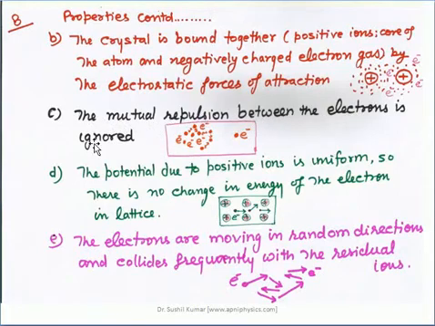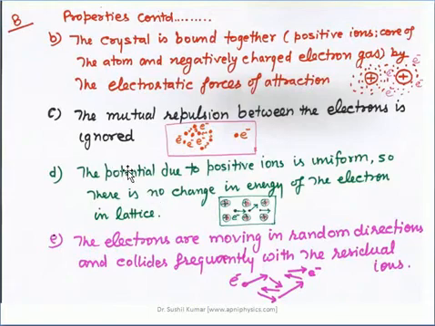Third point: the mutual repulsion between the electrons is ignored. The third assumption of the free electron theory of gases is that the mutual interaction between these free electrons is basically ignored. No contribution of the mutual interaction among the electrons. Number 4: the potential due to positive ions is uniform, so there is no change in energy of the electron in the lattice.